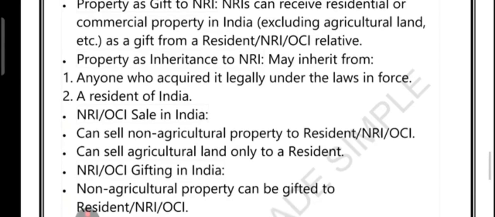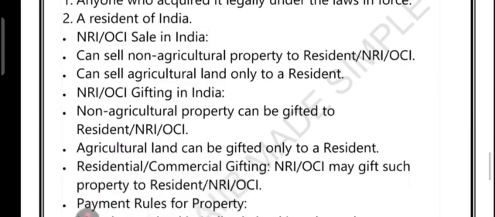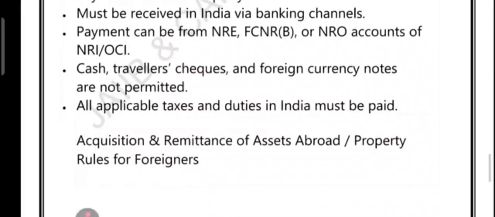Then when you are gifting, non-agriculture property can go to a resident, NRI or OCI, but farmland only to a resident. All payment for property must go through a bank in India and can come from an NRE, FCNR or NRO account, not cash, not traveler's cheque and not currency notes. And of course you must pay the tax and the duty.